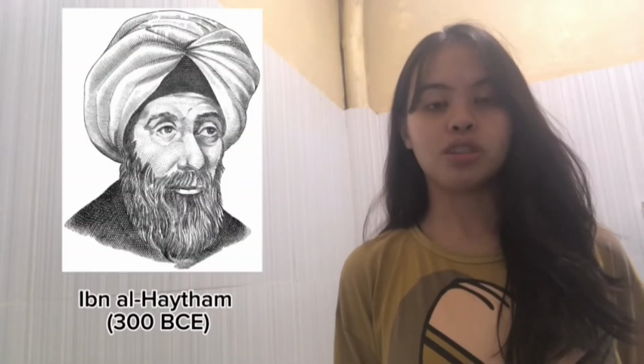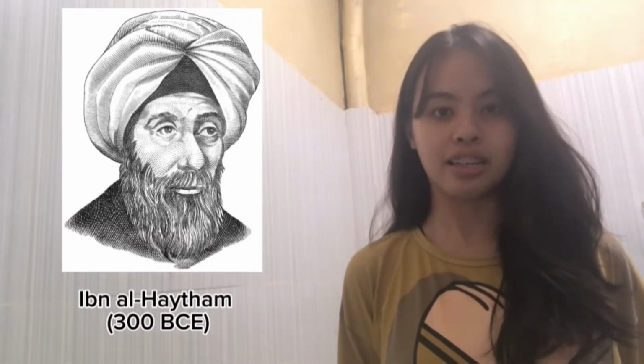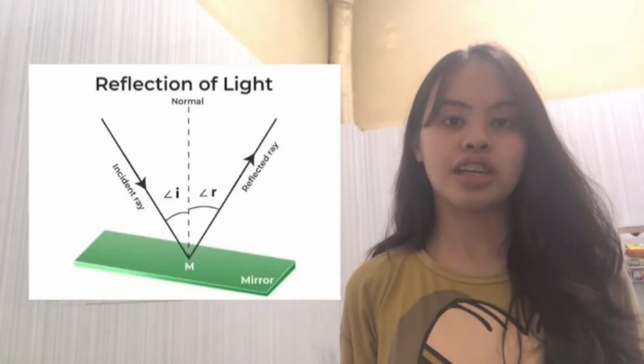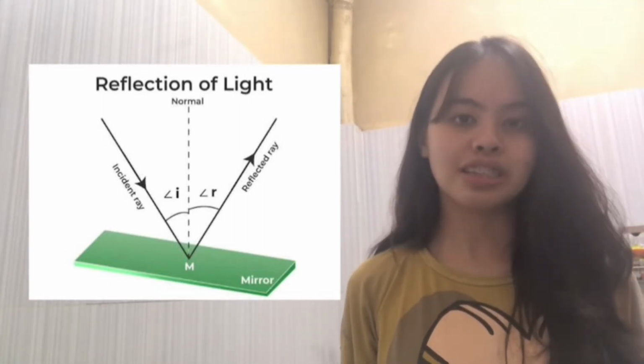Hi, my name is Giona Kyla David, and for today, I will tackle an overview about the law of reflection. The law of reflection was first discovered by Ibn al-Haytham in about 300 BCE. The law of reflection states that the angle of reflection is equal to the angle of incidence.